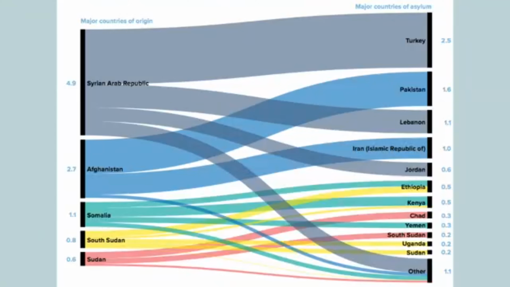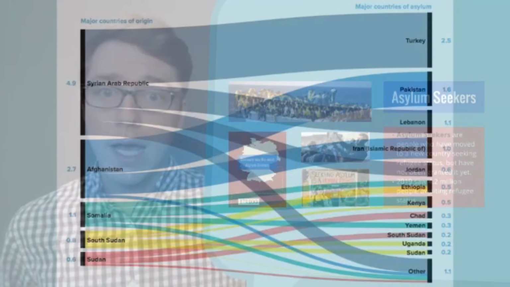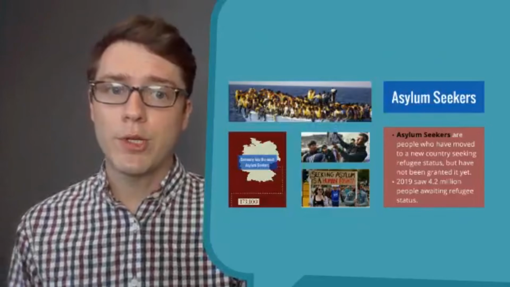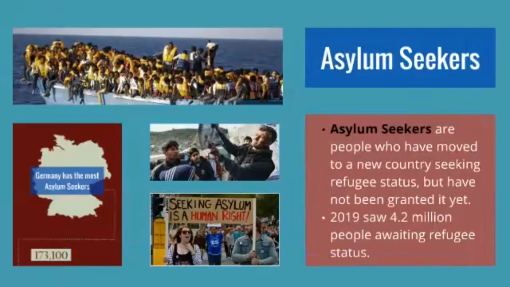We also see a lot of people leaving Afghanistan, and Somalia. And then the Afghanistan refugees end up often in Pakistan or Iran. Asylum seekers are similar to refugees, except they are people who move to a new country seeking refugee status. So that means the United Nations has not declared them a refugee yet, and they are awaiting that declaration.